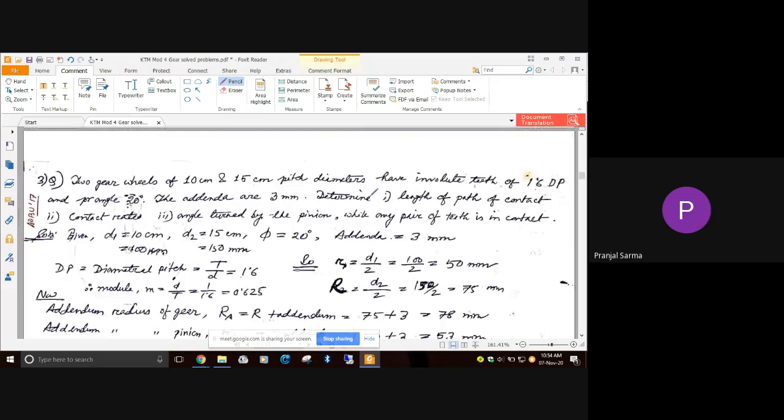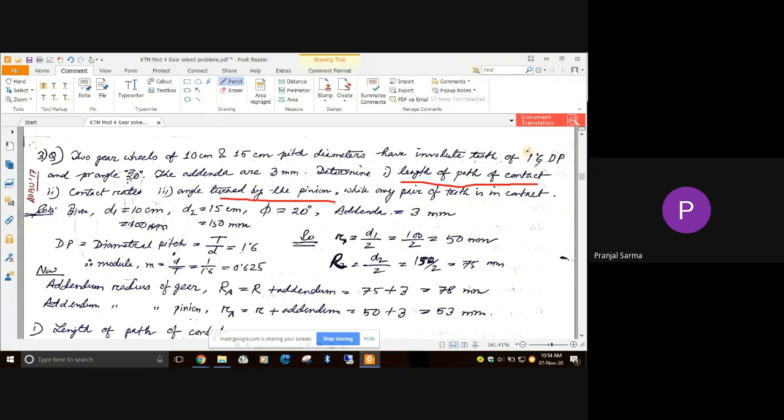Next, we have a similar kind of problem, but here they are asking you to also find the length of the path of contact, and the angle turned by the pinion. So that is the difference; the rest is similar. Here 1.1 times the diametral pitch, that is, the addendum is given in terms of diametral pitch rather than module. So that is the difference.